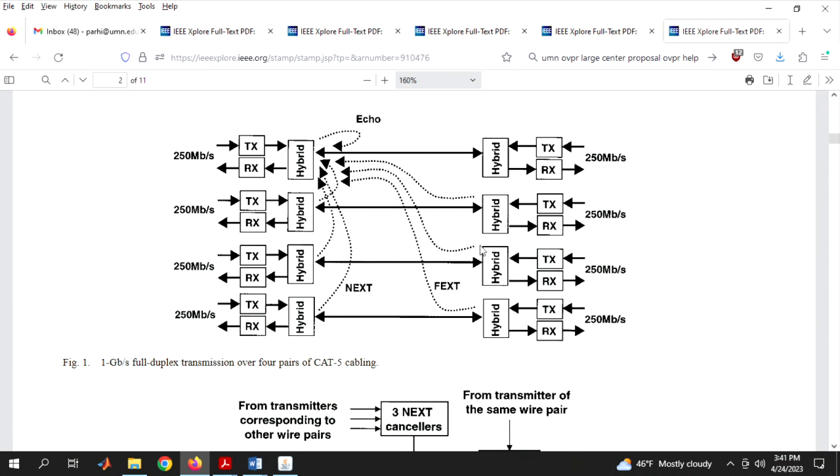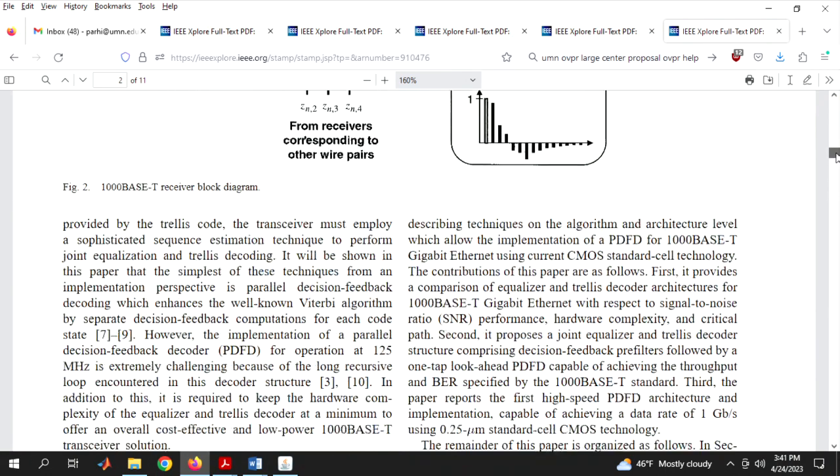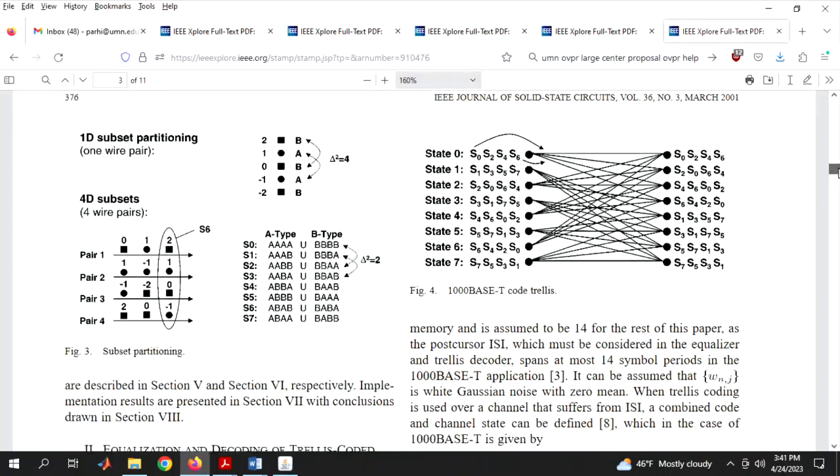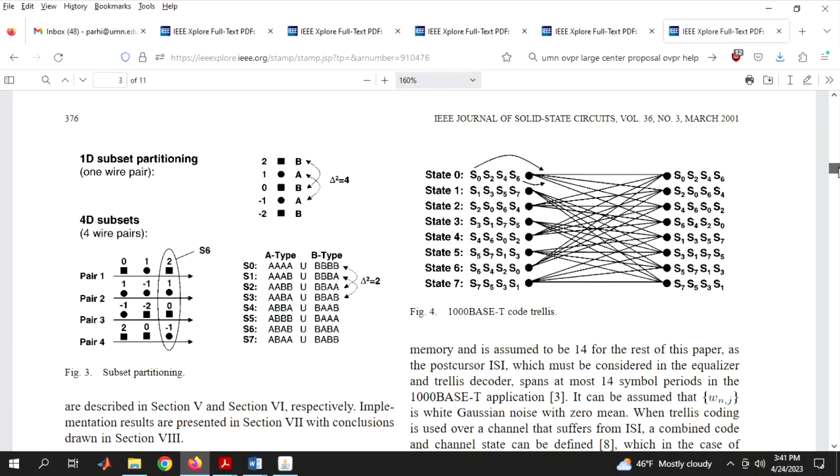Think about it, in old days when you were calling your friend in San Francisco, you get your own echo back. That's the own echo canceller. And then there is a far end echo coming back. That is a lot less than the effect of this echo or NEXT. And these are cancelled out by filters. And there is a sophisticated trellis coded modulation that goes into the construction of this modulation scheme here.